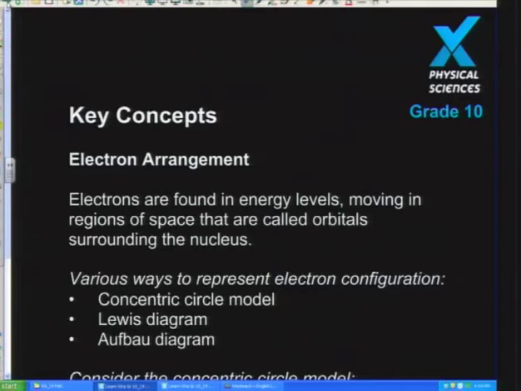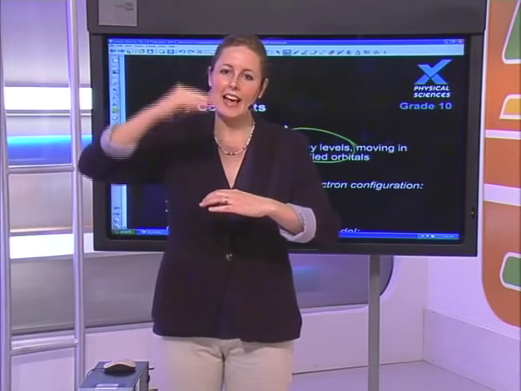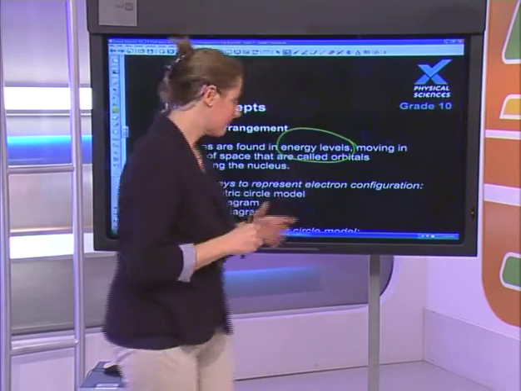Let's get stuck into electron arrangement. Electrons are found in energy levels. And when we say energy levels, we're thinking those that are closest to the nucleus will have the least amount of energy. And as the electrons are found in energy levels further away from that central nucleus, they will have to have higher energy.